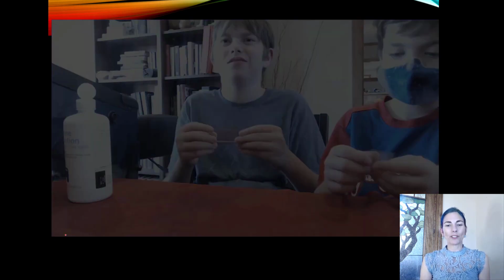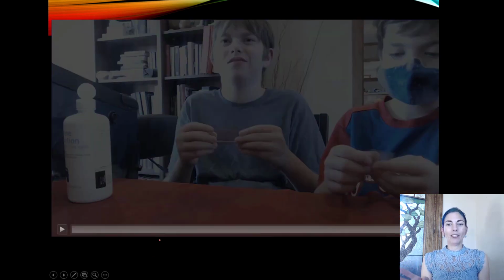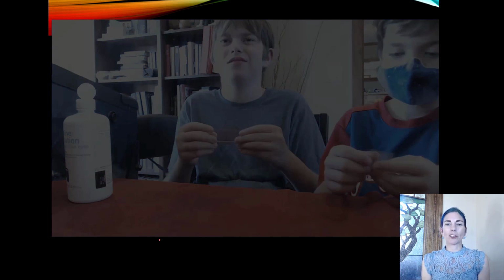So his last words there, if you saw them, were "this one." And that was in response to the question, which one was easier to pull apart? And it's the one with the contact lens solution, because contact lens solution has some surfactant-like properties to it, makes water less sticky, and therefore it's easier to pull apart.